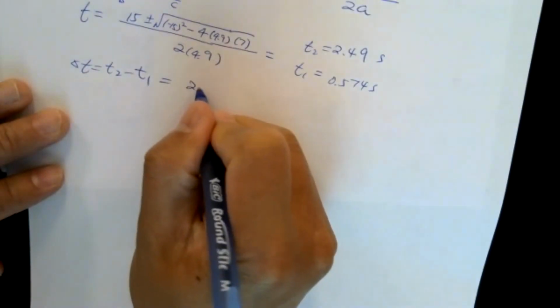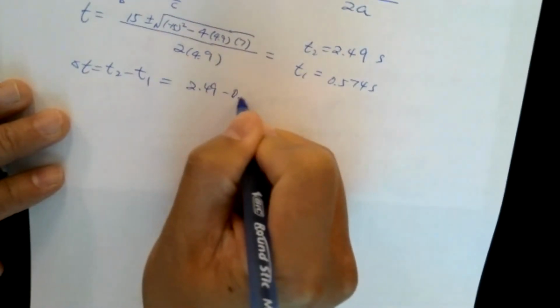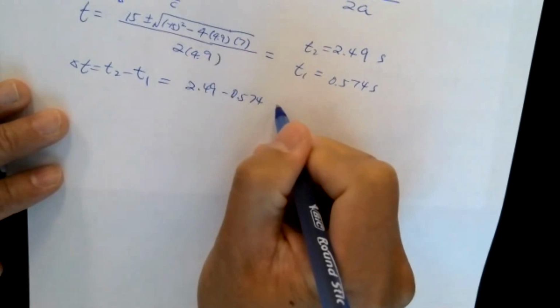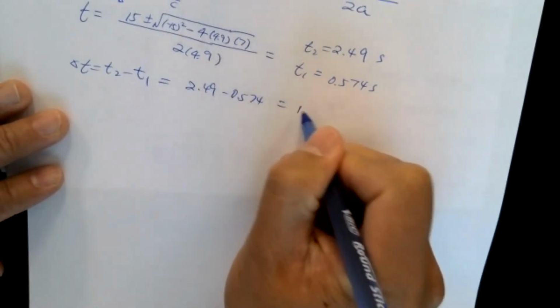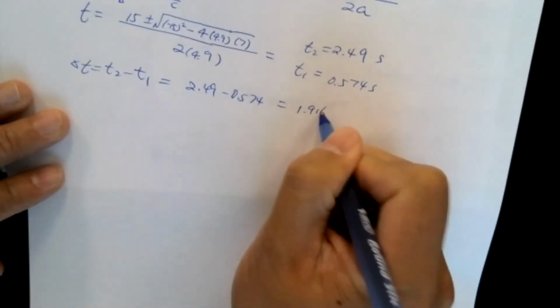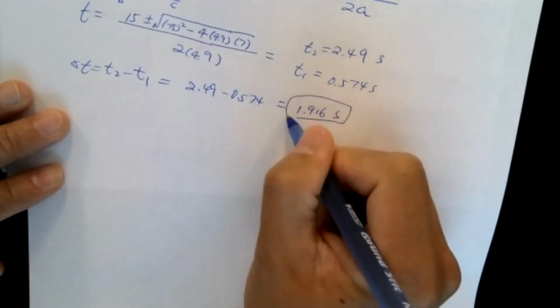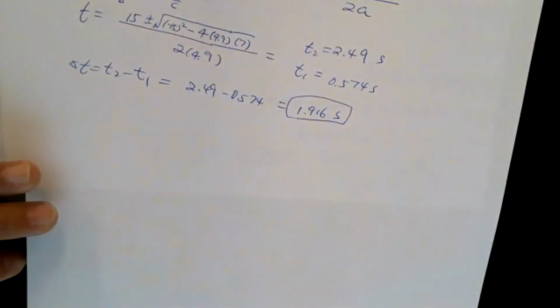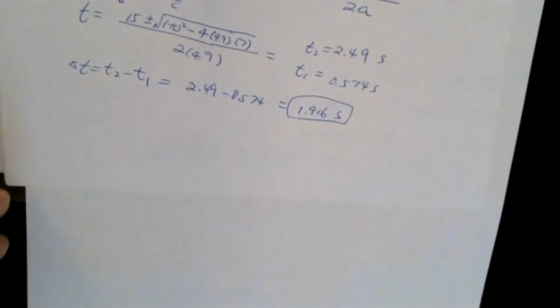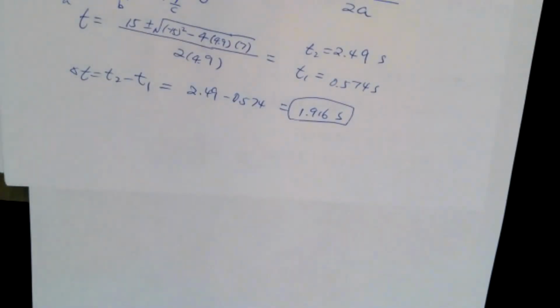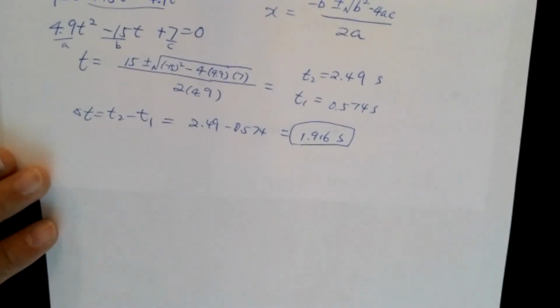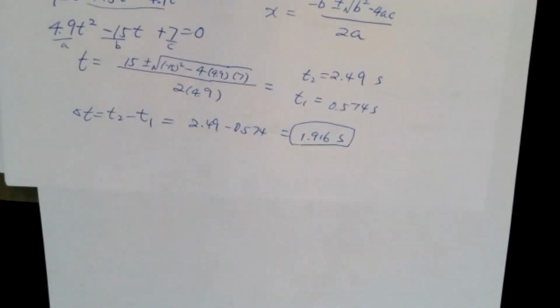So then the time will be t2 minus t1. That gives me 2.49 minus 0.574, which is 1.916 seconds, okay? It should be the same number or close enough, because there are probably some rounding issues, so you are slightly off from the number. Any questions you guys might have? All right.